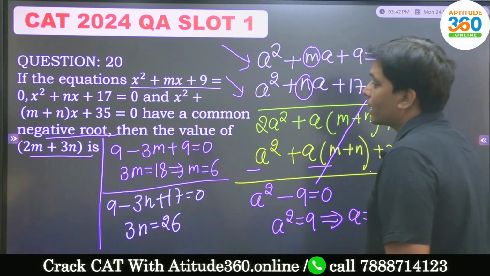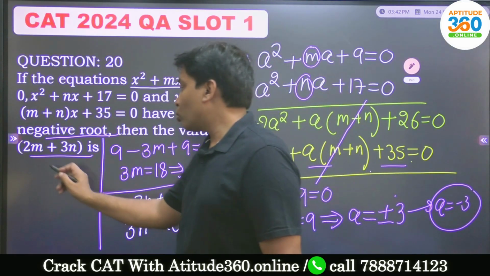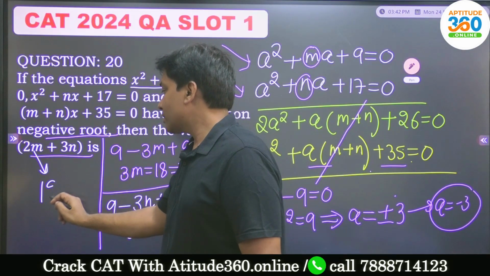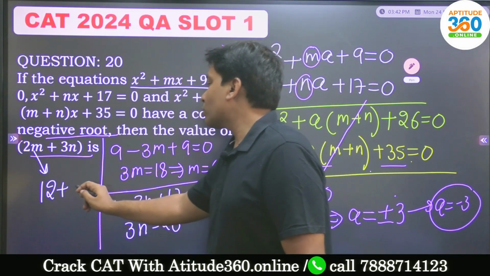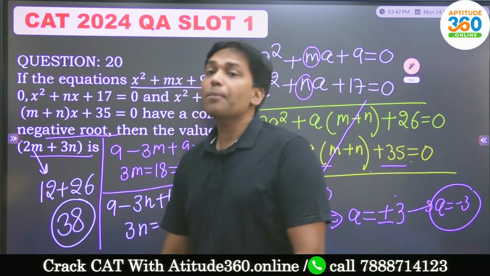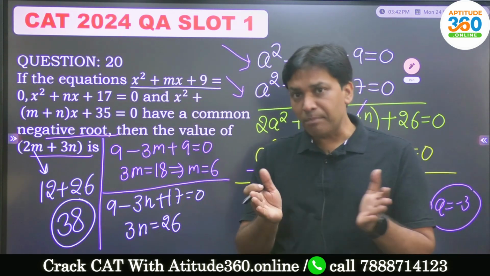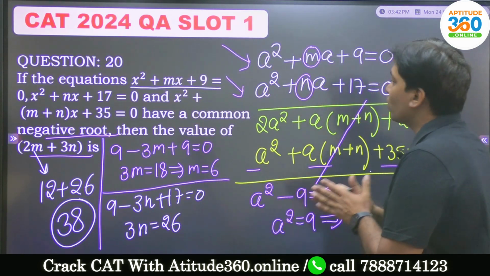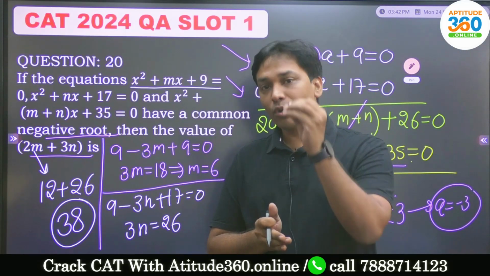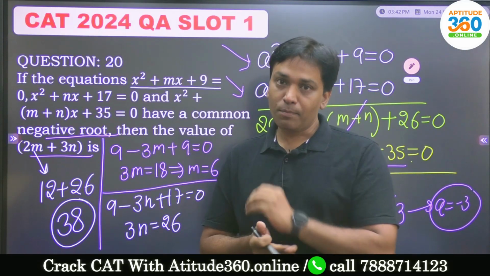What is that they are asking you? They are asking you to find out 2m plus 3n. Since m is 6, 2m becomes 12, and the value of 3n we have found out as 26. So what is going to be the value of 2m plus 3n? It is 38, isn't it? It's pretty simple. So this is what it was. Problem was really very simple. You needed to have basics of quadratic equation to solve this problem, right?